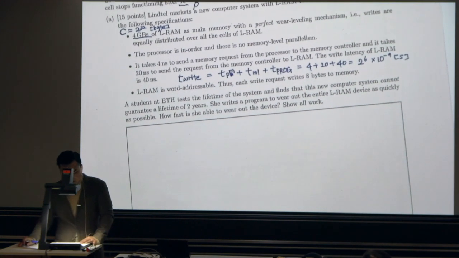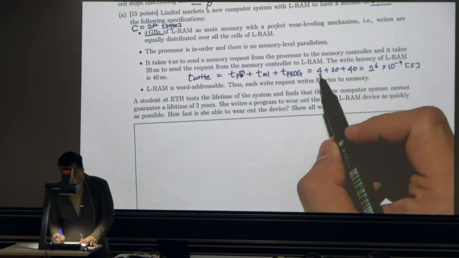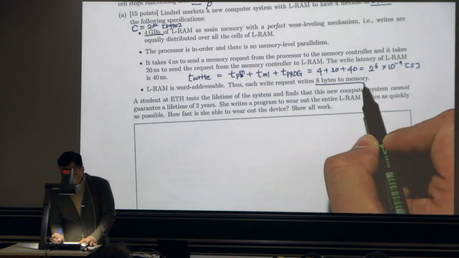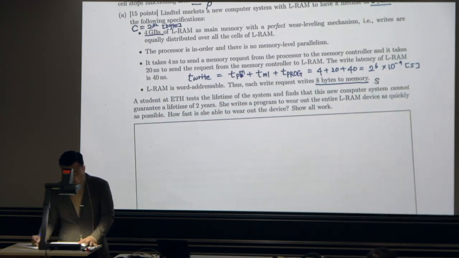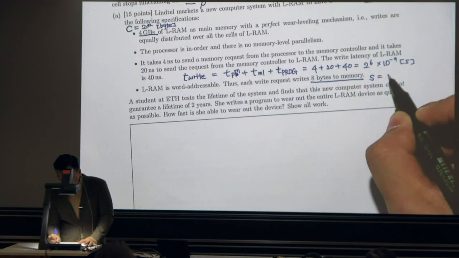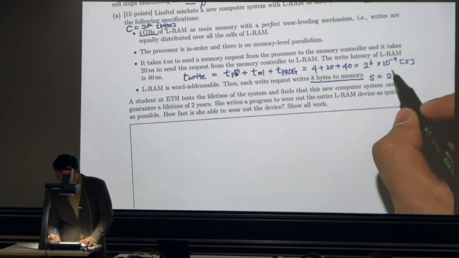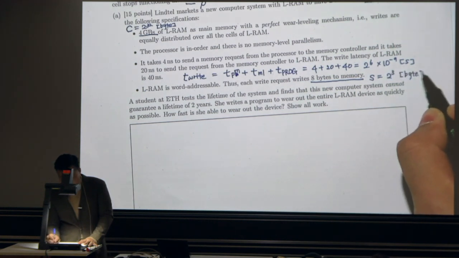nanoseconds. And LM is word addressable, thus each write requires a size of 8 bytes to memory. So there is another important value here. I will put this as S. The size of a request is 8 bytes, which means 2 to the power of 3 bytes.